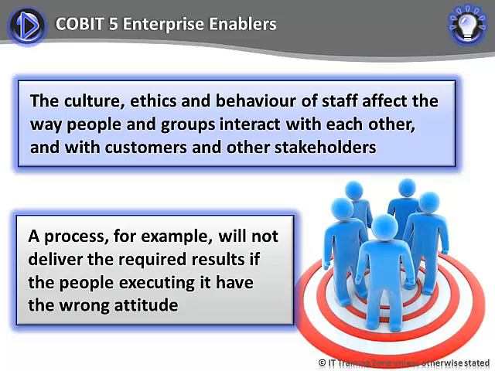The culture, ethics, and behavior of staff are essential factors for success. They affect the way people and groups interact with each other and with customers and other stakeholders. They represent a set of shared assumptions that guide interpretation and action in enterprises by defining appropriate behavior for various situations. A process, for example, will not deliver the required results if the people executing it have the wrong attitude.